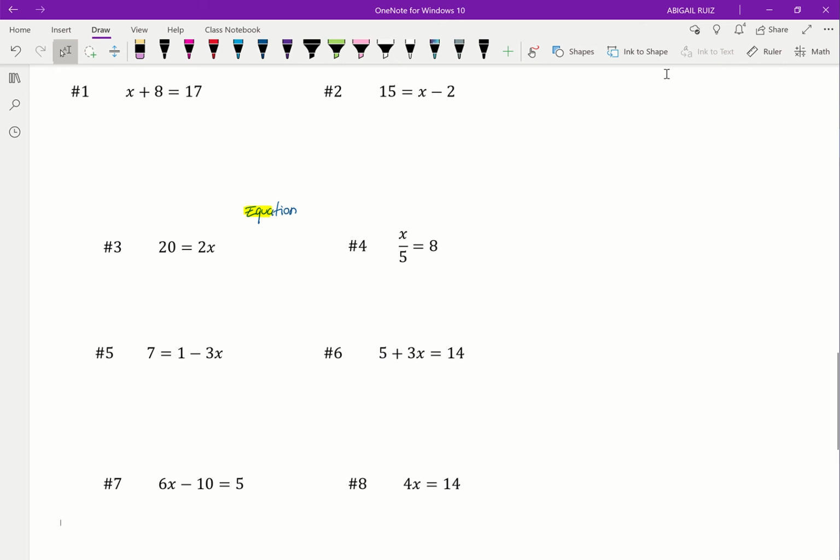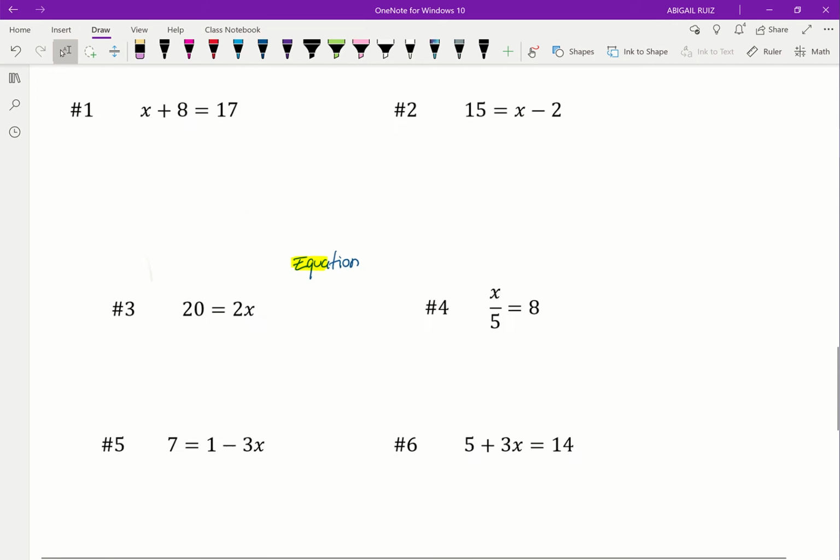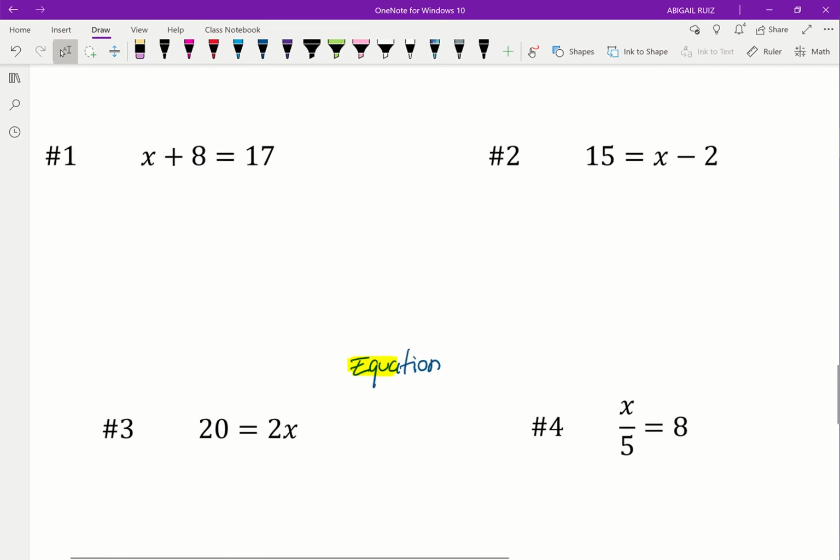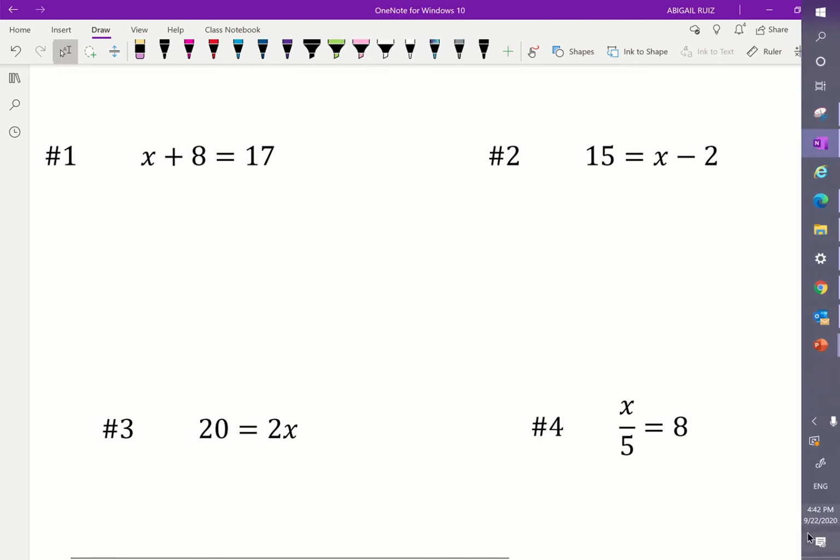Solving two-step equations are easy to do. Sometimes you don't actually have to do two steps. So we're going to start with the first two. And I hope this video doesn't take long. If it does, just watch the whole entire process because this will help you understand what to do.